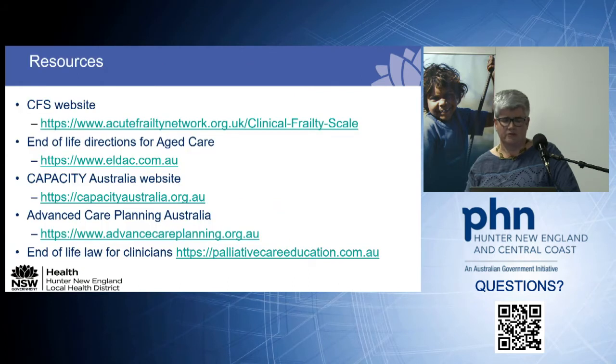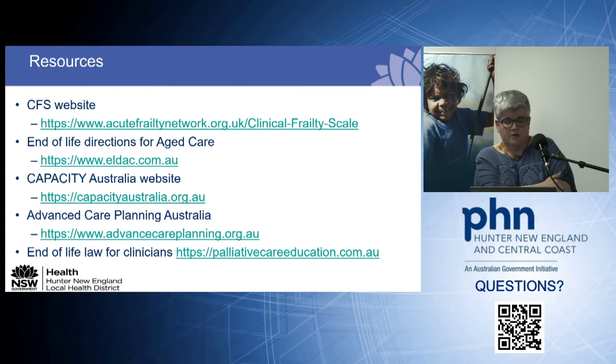And these are some of the resources that I've talked about. The top one's the Clinical Frailty Scale website. There's actually an app on your phone. If you just go to the App Store and put in CFS, it comes up, and you can actually just use the scale, and we use it pretty regularly in the ED. End-of-life directions for aged care is an online course that you can do that's actually pretty quick. That one's aimed at aged care facility staff.